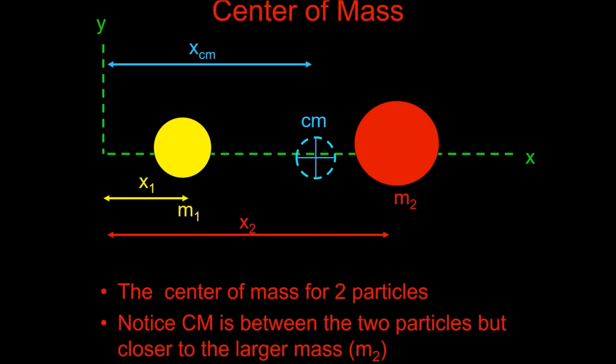So take these two objects. Here we have M1 and M2. As you can see, M2 is bigger than M1. We're assuming they're the same density.